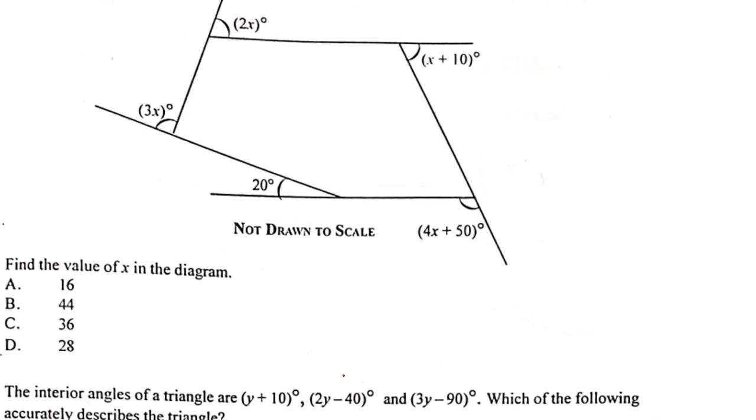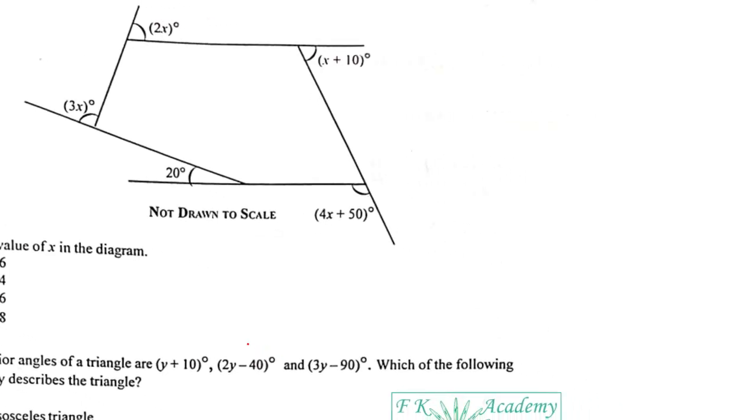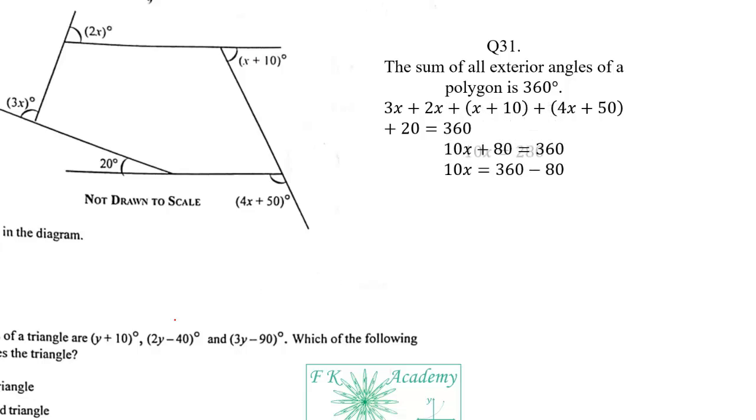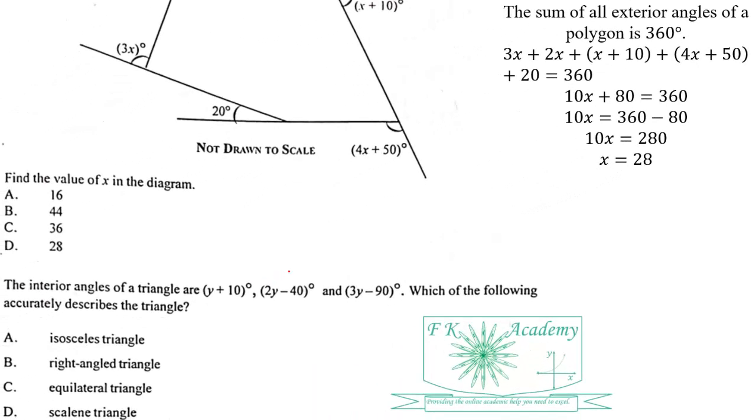Find the value of x in the diagram. Remember the sum of exterior angles of a polygon is 360. So when we fix in the angles and solve for x, it will be 28.